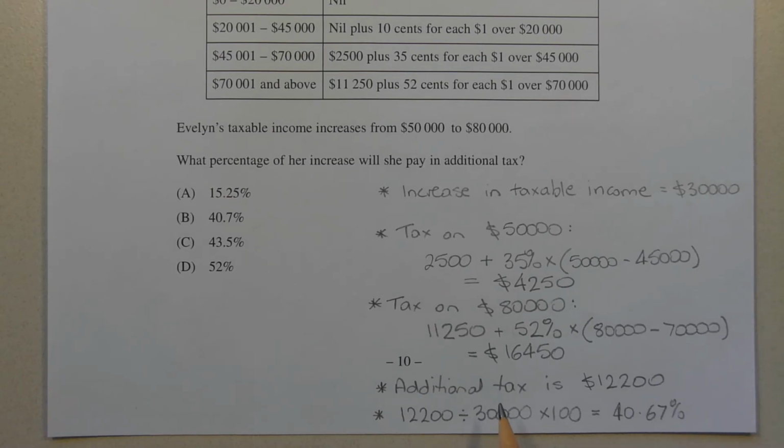Now the additional tax is the difference between this value here and this value here. So $16,450 minus $4,250 is $12,200.